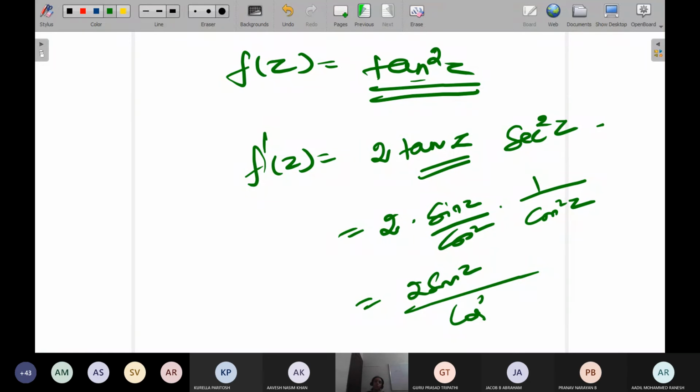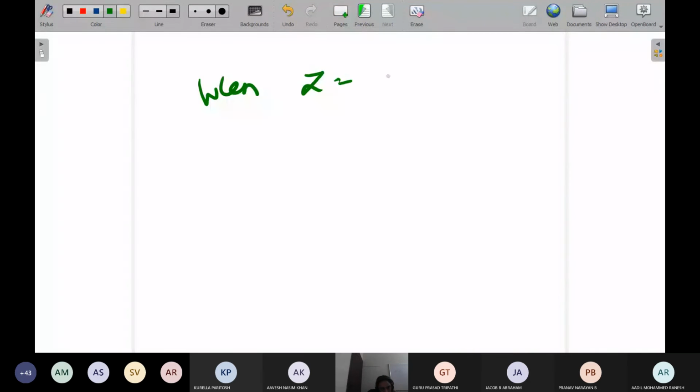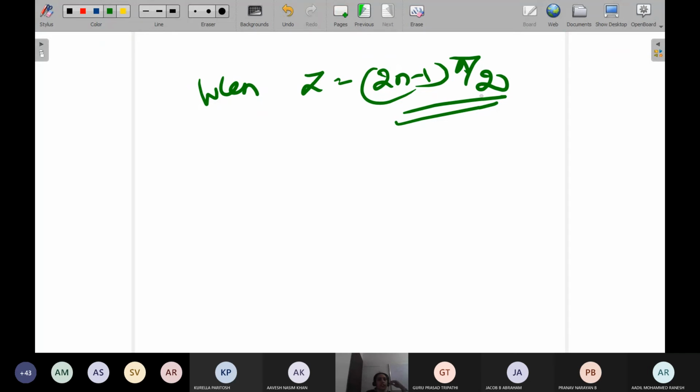Now we should discuss only this cos cube z, right? So for what values will it not be analytic? Whenever cos cube z takes the value 0, it will not be analytic. For what values of z will this value be 0? When is cos 0? Pi by 2. Very good. Cos 90 is pi by 2. Because you have a general function, can you tell me the generalized value for that? When z is equal to 2n minus 1 into pi by 2, the function is not analytic.